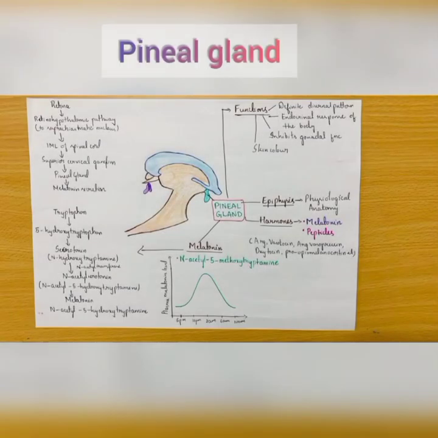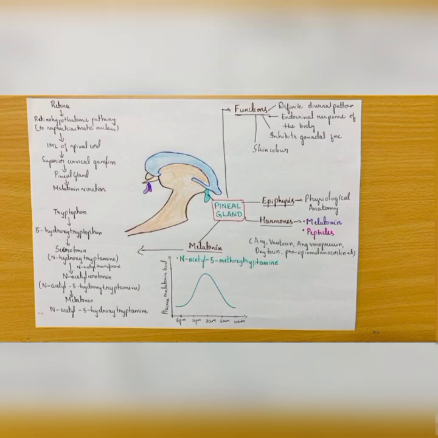Okay, next is the pineal gland. It is otherwise called the epiphysis. It is a small cone-shaped structure. In humans, it is about 10 mm long. It is located in the diencephalic area of the brain above the hypothalamus.